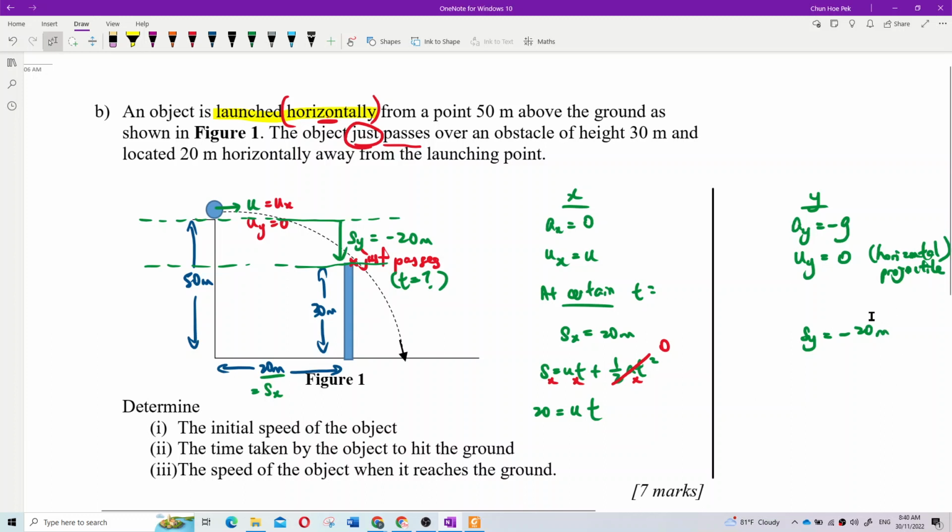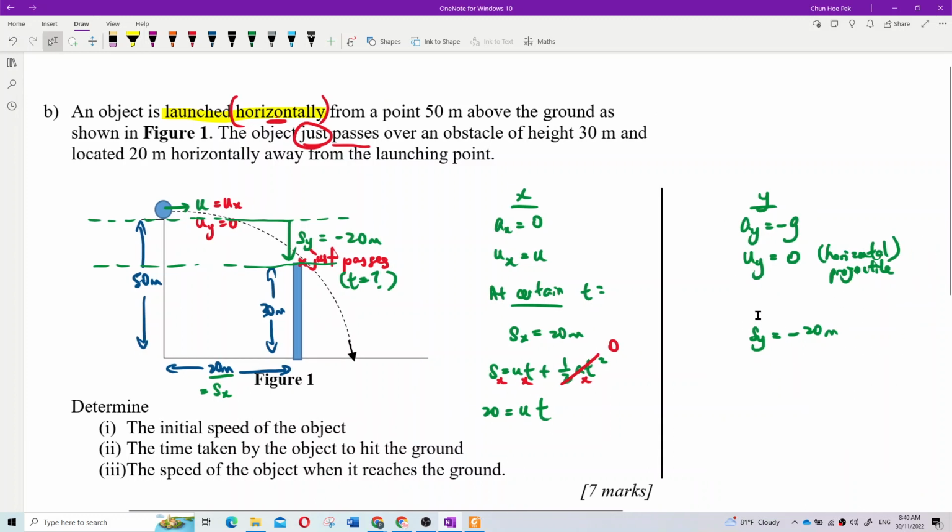We can find it from the y component. The y component uses the same formula, s equals ut plus half at squared. So all the y components over here. Just put in the value. sy is negative 20. Don't you put 30 meter, then you are wrong. That's a trap.